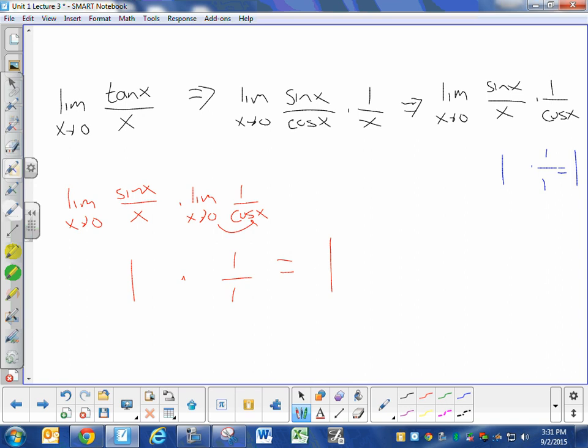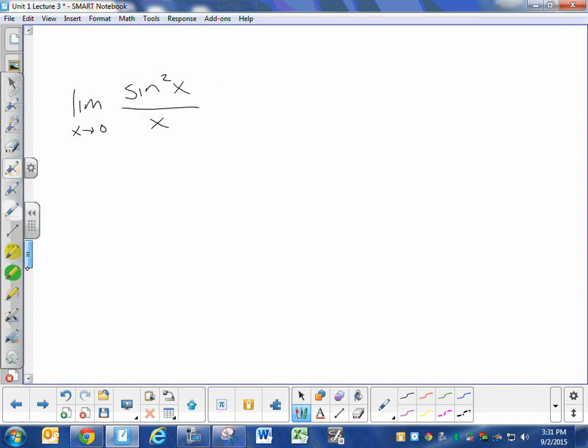Questions so far? Okay. Moving right along. This is our first instance of using sine squared. It's important to note that sine squared in that situation is the same as the quantity of sine x being squared. This is just shorthand to write that out without parentheses.